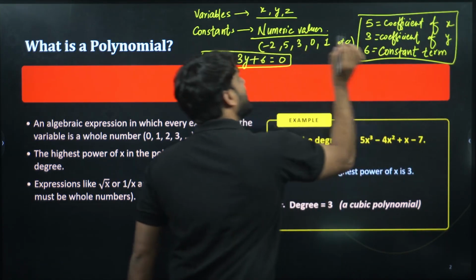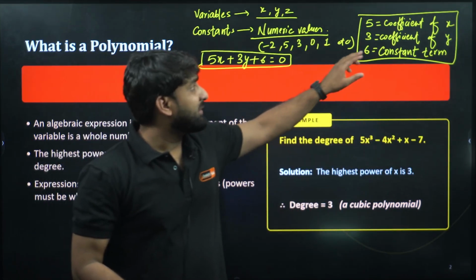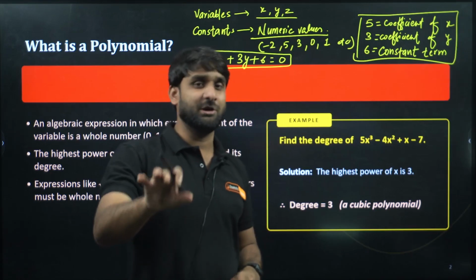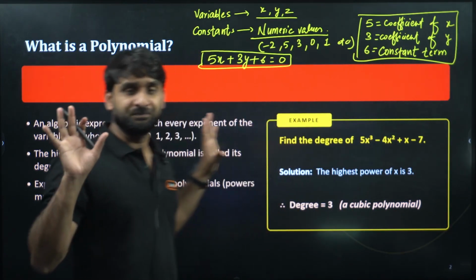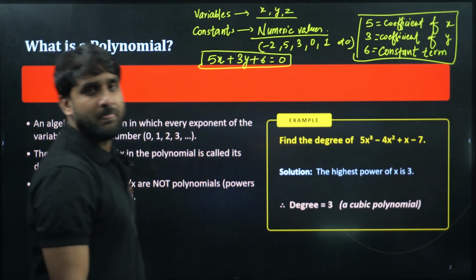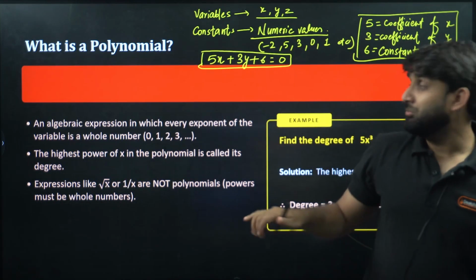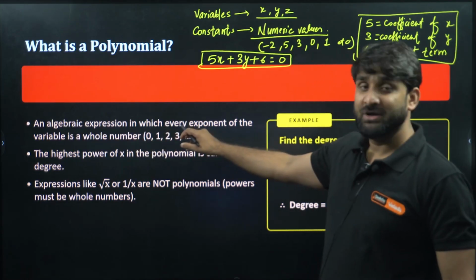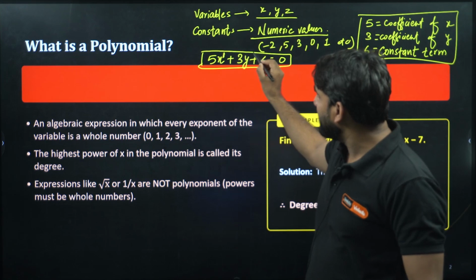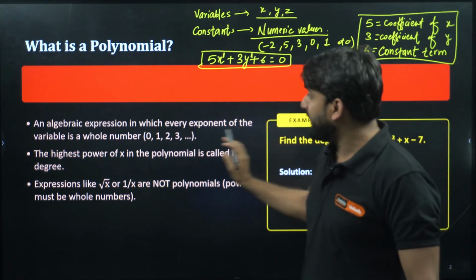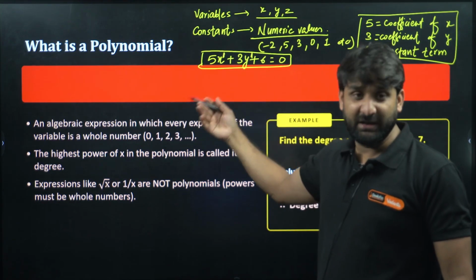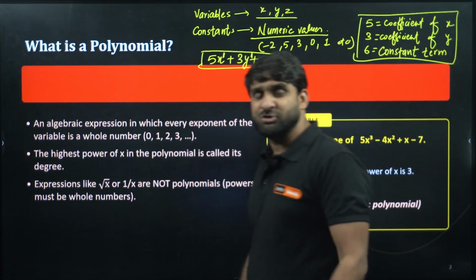A coefficient exists when the constant number is attached with a variable. And a pure number is called the constant term. And this is called an algebraic expression, and this is also a polynomial. So now you can define polynomial and algebraic expression, in which every exponent of the variable, here the exponent of x is 1, should be a whole number. If the exponent of a variable is fractional or negative, such an expression will not be a polynomial.